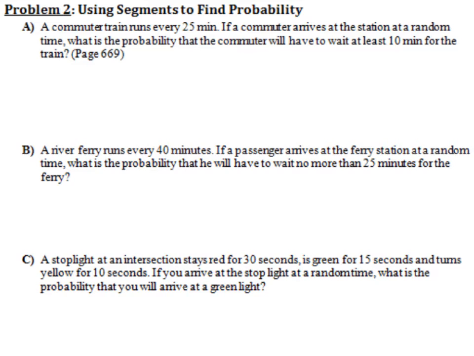Our next example, we have a commuter train that runs every 25 minutes. So if I draw this as a number line here, we've got the first departure at 0, the second departure 25 minutes later. We've got a commuter that arrives at a station at a random time. What is the probability that they will have to wait at least 10 minutes for the train? Okay, so if we did 10 minutes shorter than the 25, this is the amount of time we want them to wait at least, which would put it at about 15 minutes.